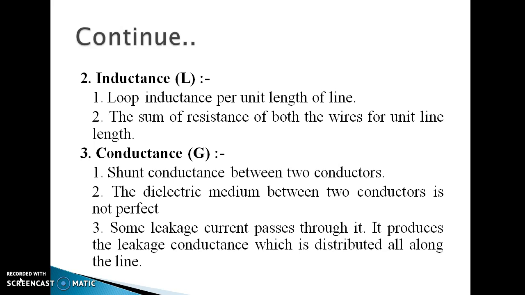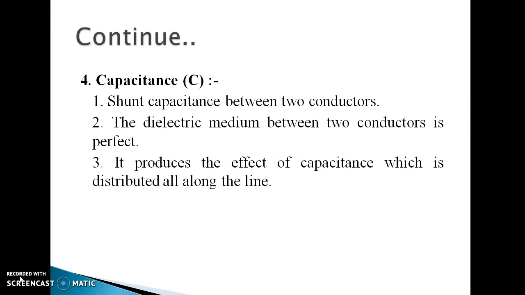Third constant is conductance. It is a shunt conductance between two conductors. The dielectric medium between two conductors is not perfect. So, some leakage current passes through it, and it produces the leakage conductance which is distributed all along the line. And the last constant is capacitance. It is the shunt one, that is present in between two lines, and the dielectric medium between two conductors is perfect. It produces the effect of capacitance which is distributed all along the line.